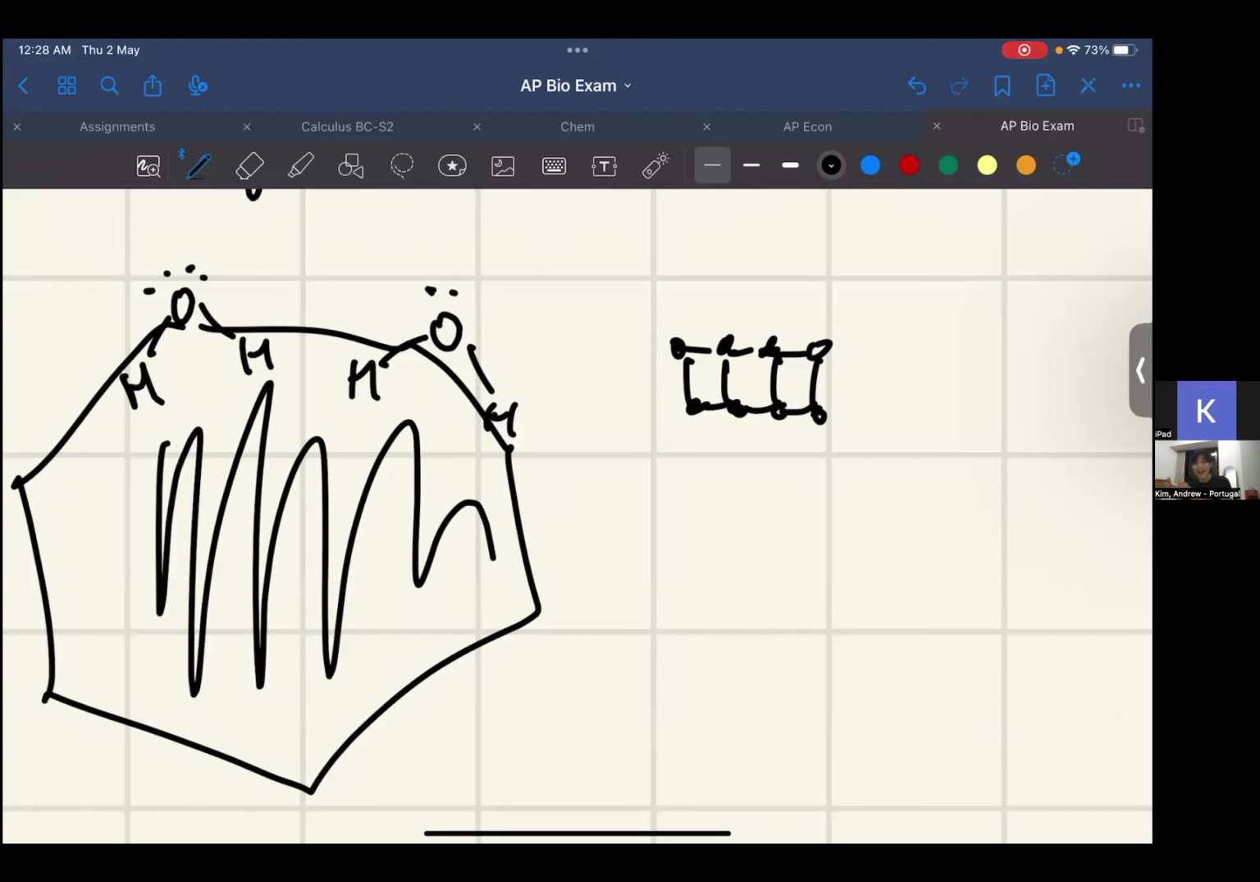But when it comes to water and ice, it's opposite. Ice has lower density. It's lighter. Why? Because you have this vacant area in the middle. Okay, so ice is less dense than water.